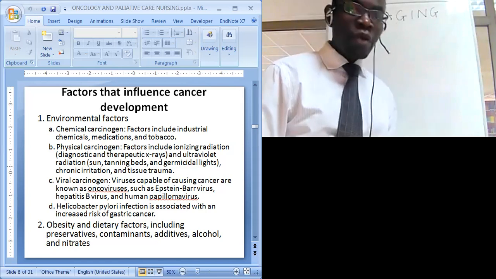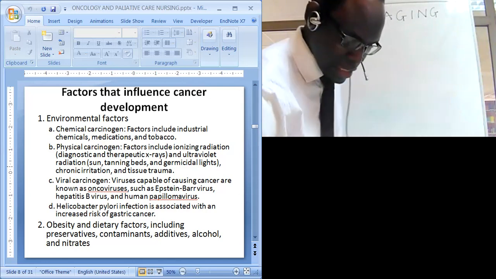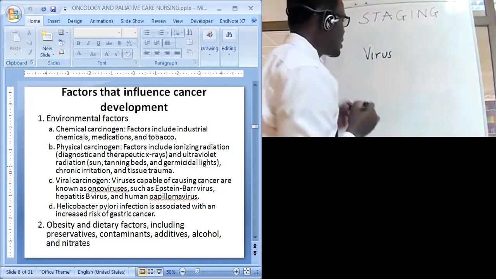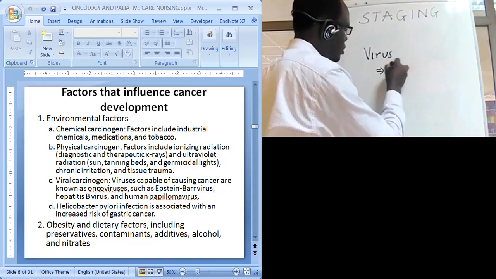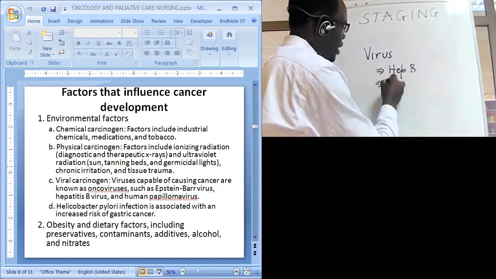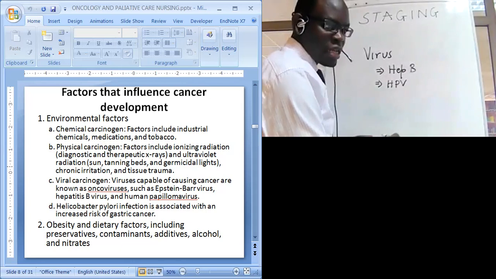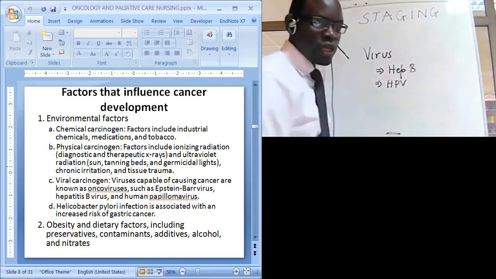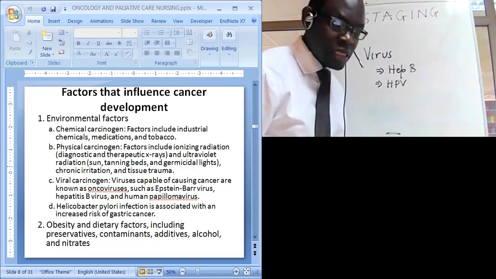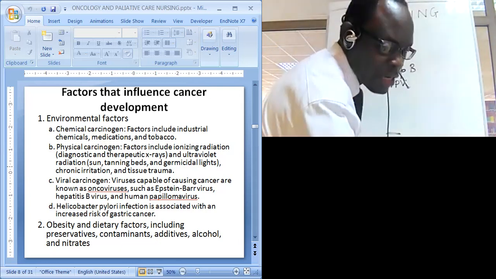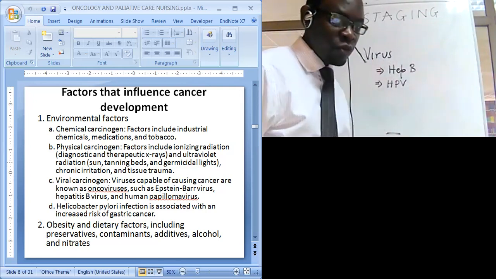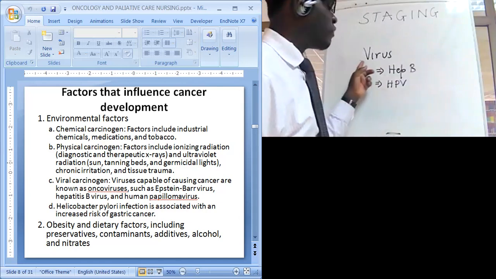Then the other one is viral carcinogens. There are certain viruses that we know are associated with the development of cancer, like hepatitis B virus and human papillomavirus, HPV. And also Epstein-Barr virus, which you will find especially in pediatric cancers. All those are viruses associated with the development of cancer, and so they are called viral carcinogens.